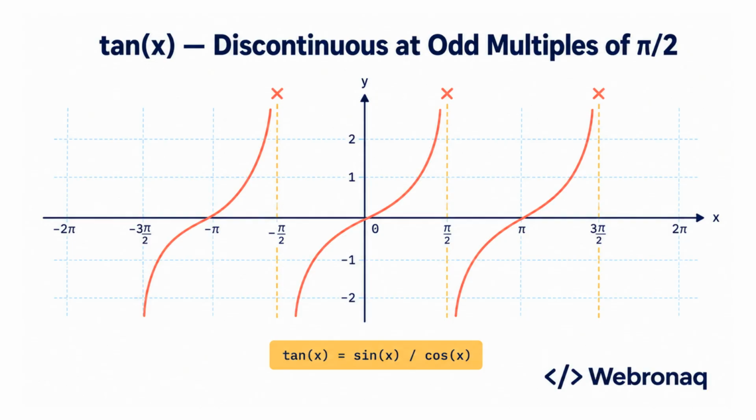Cosine hits 0 at pi over 2, 3 pi over 2, negative pi over 2, and so on. Basically every odd multiple of pi over 2. At each of those x values, tangent is discontinuous. Everywhere else, though, tangent is perfectly continuous. So if you're asked for the limit of tan x as x approaches pi over 4, direct substitution still works, because pi over 4 is not a problem point. Now the same logic applies to the other three trig functions. Let's quickly look at where they break.